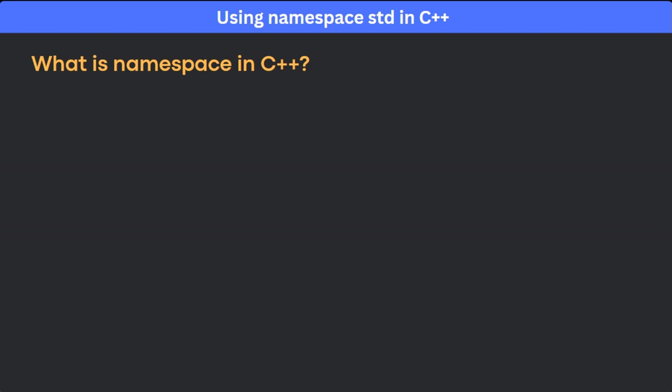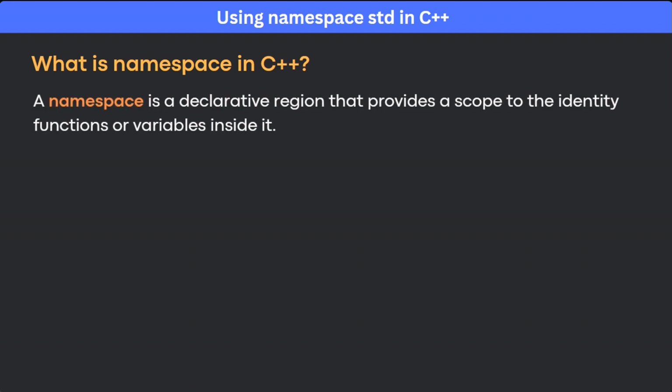What is namespace in C++? A namespace is a declarative region that provides a scope to identify functions or variables inside it. So what does it mean? It means, let's say there is some function or feature that is available in a particular namespace and we want to use that function in our program. So we use namespace to inform our program that we are going to use this function or variable. To tell this, we use namespace on top, where we include our header files. We declare a namespace saying that we are going to use a particular function that belongs to this particular namespace.